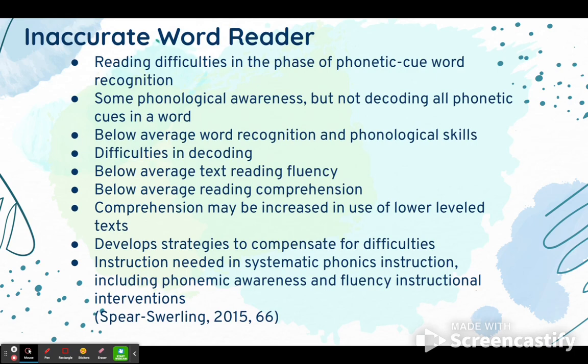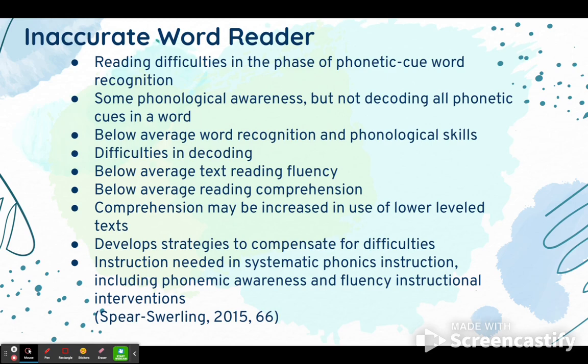A second reading profile within this umbrella is an inaccurate word reader. This student has reading difficulties in the phase of phonetic cue word recognition. They have some phonological awareness, but they're not able to decode or identify all phonetic cues within a word. They have below average word recognition and phonological skills and difficulties in decoding. Similar to the last profile, they're below average in their fluency and comprehension. However, if a student is posed to read a lower level text, they may be able to increase their comprehension.